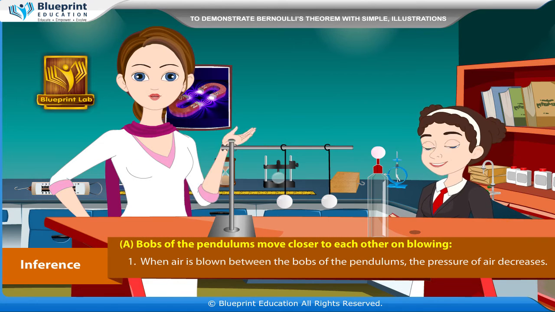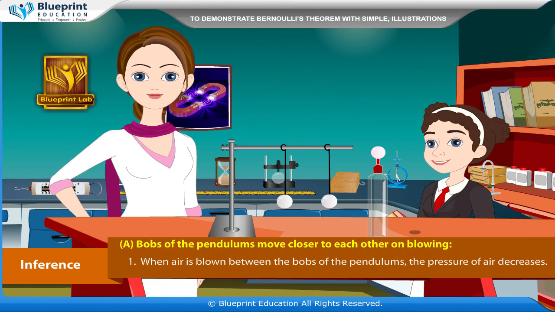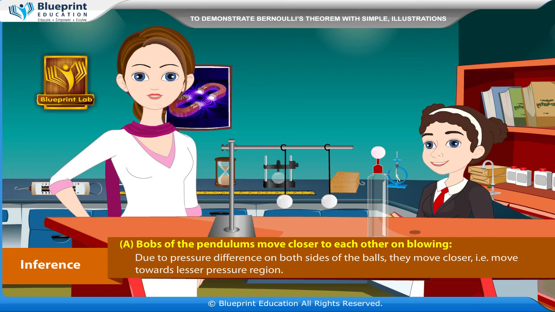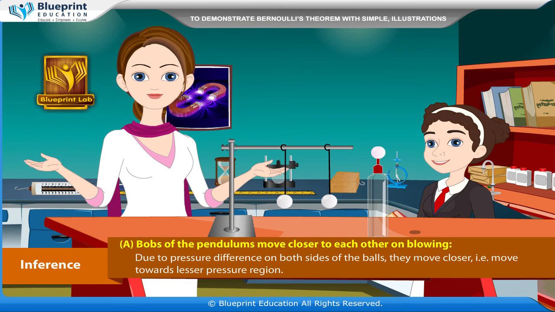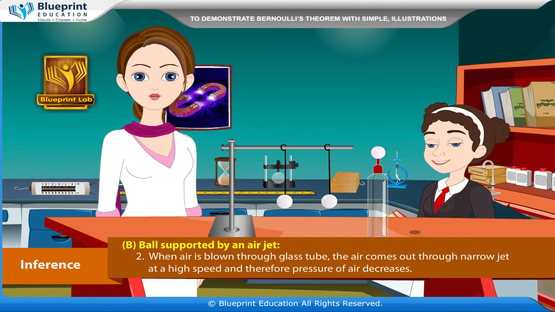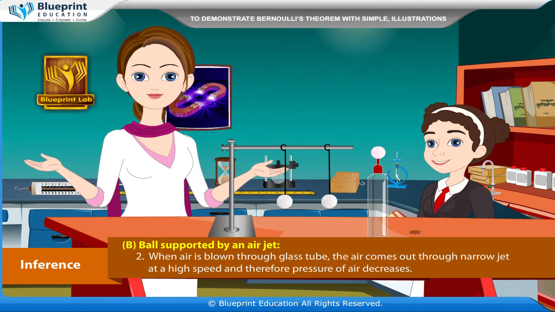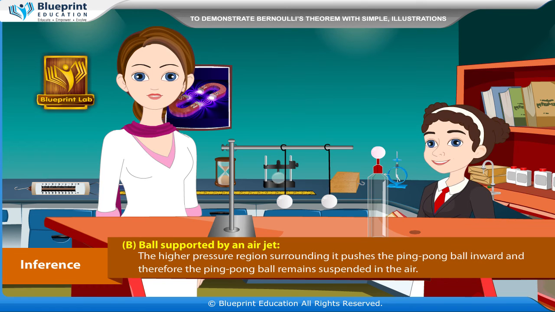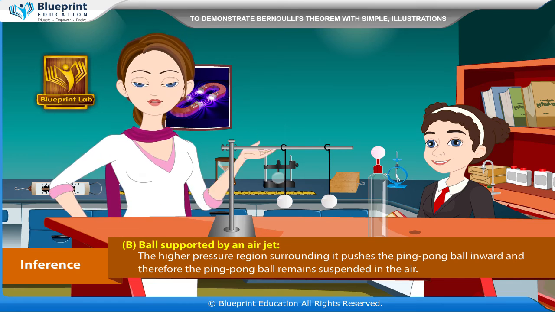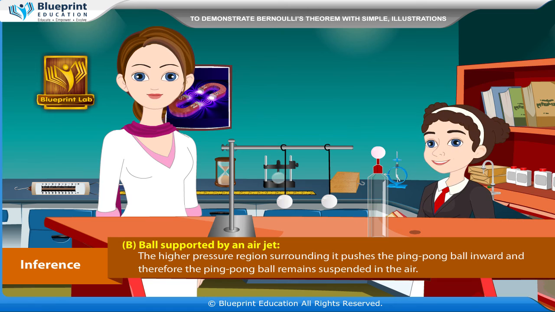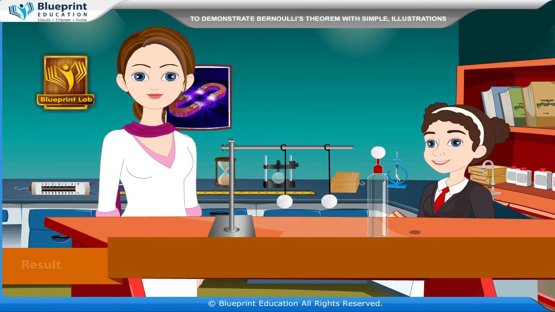Inference: when air is blown between the bobs of the pendulums, the pressure of air decreases. Due to pressure difference on both sides of the ball, they move closer, that is, move towards lesser pressure region. When air is blown through glass tube, the air comes out through narrow jet at a high speed and therefore pressure of air decreases. The higher pressure region surrounding it pushes the ping pong ball inward and therefore the ping pong ball remains suspended in the air.